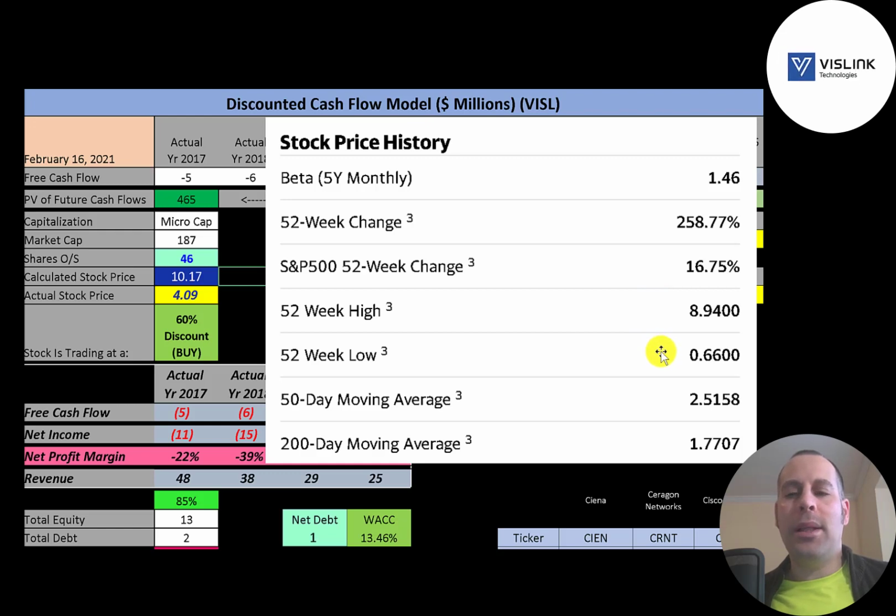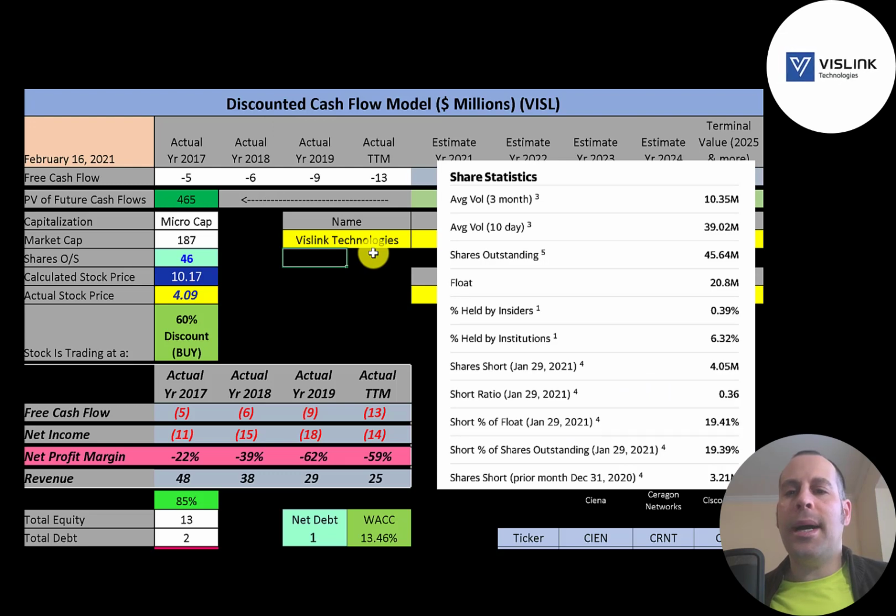The 52-week low was 66 cents. The high was $9. The stock is trading well above its 50-day and 200-day moving average. This is a really liquid stock. 10 to 39 million shares are traded each day. And of the 45 million shares outstanding, 21 million are on float. And it has a really high short percentage. Almost 20% of the shares are shorted. So maybe there was a short squeeze recently which drove the price up.